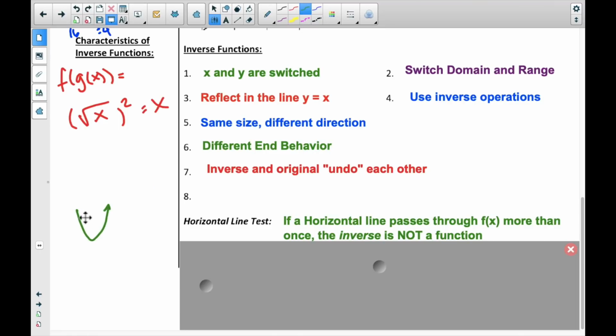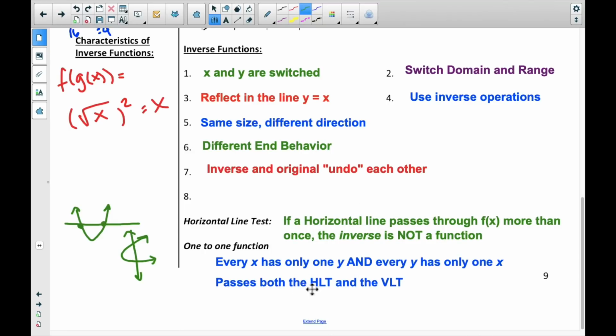So let's think about a parabola. If we had a horizontal line passing through there, it's going to pass through twice, right? Well, if that is true, that means that the inverse is not a function, because if we took this and rotated it 90 degrees, then look, it doesn't pass the vertical line test. So the horizontal line test deals with the inverses. If a function passes both the horizontal line test and the vertical line test, then it is called a one-to-one function. In that case, every x has only one y, and every y has only one x.